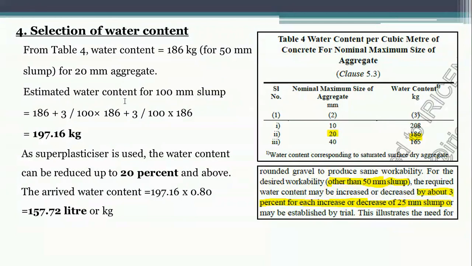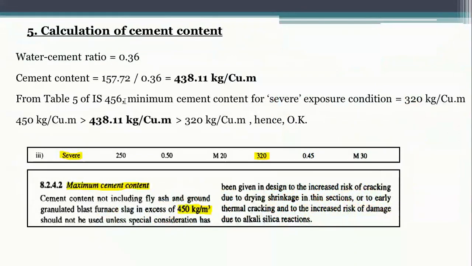Since we are using admixture, you can reduce 20% of the water. If you are not using it, then you can keep it the same, 197.16. Since in the data it is given that they have used admixture, you can reduce 20% of it. Now we will get 157.72.